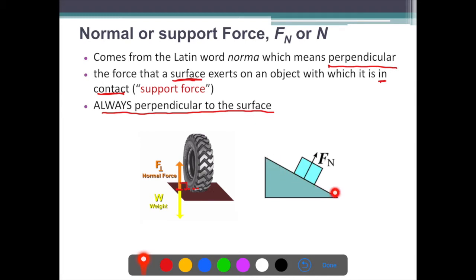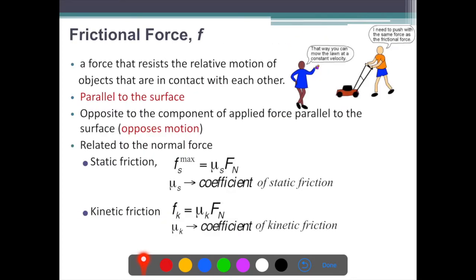So consider here a slope, and there's an object on the slope. The slope is supporting this object, so there is a support force between the surface and the object. And notice how the support force is perpendicular to the supporting surface. Right, so that's a perpendicular angle between the surface and the normal force. So normal force is always perpendicular to the surface.